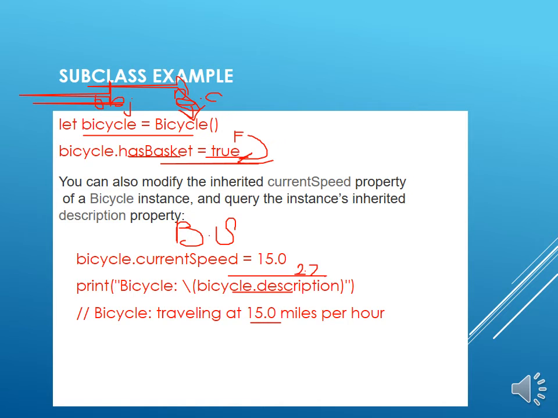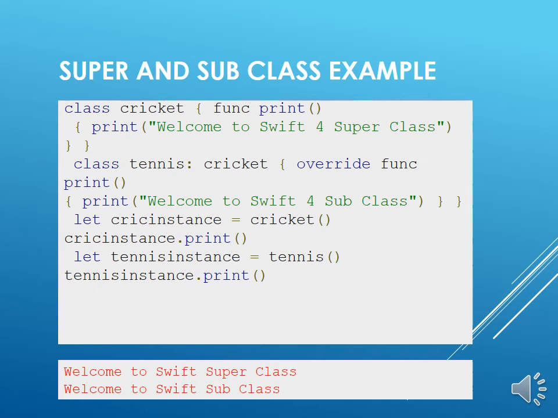So you can see how we can create subclasses from superclasses, create their objects, and modify their properties with the help of these objects. So this is a complete example of a superclass and a subclass.